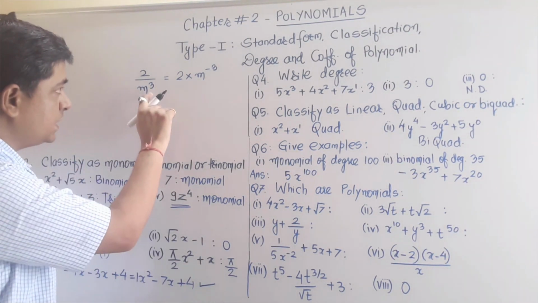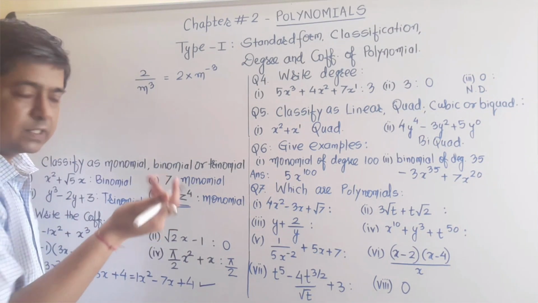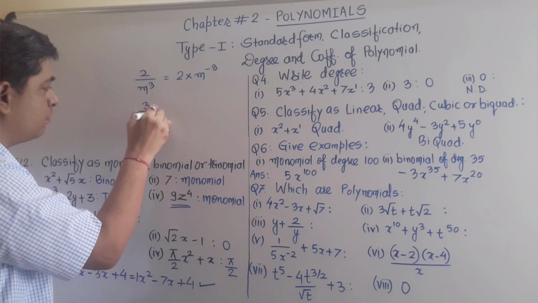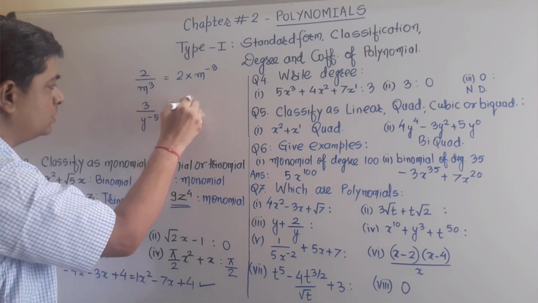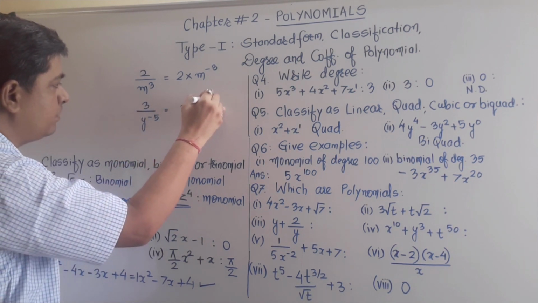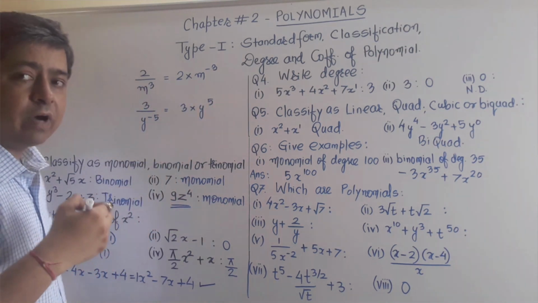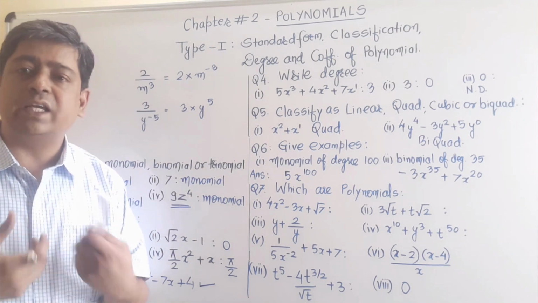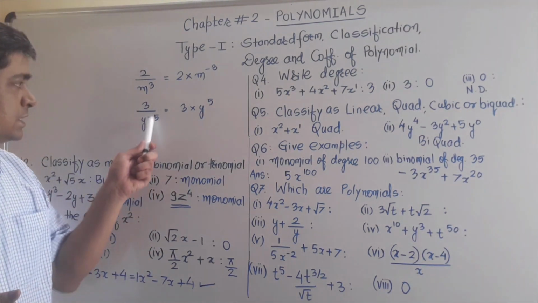It is plus becoming negative. Suppose next time it is given 3 upon y to the power minus 5. So I will write down 3 into y to the power plus 5, because when y to the power minus 5 goes at the place of numerator, then the sign of the power will change, minus will become plus.